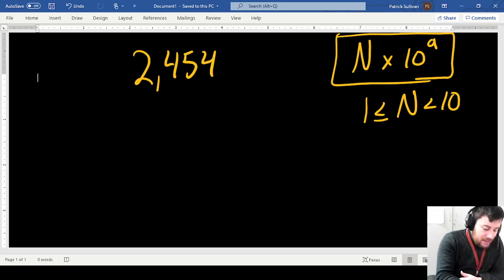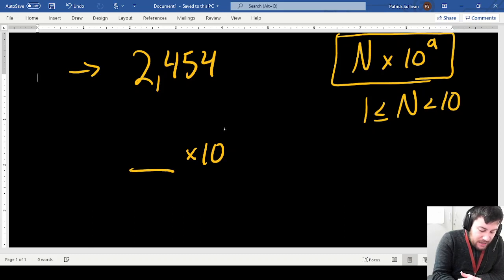So if I want to take this number right here, which is in standard form, and put it into scientific notation, I know that I need to have a leading number times 10 to the something power. So I'm kind of filling in the blanks. Now, the first thing I like to do: where is my decimal in the original number? My decimal's right here.